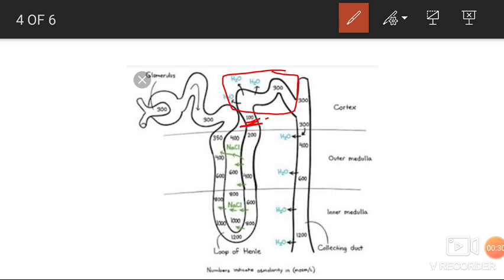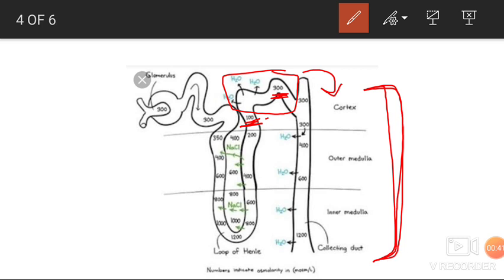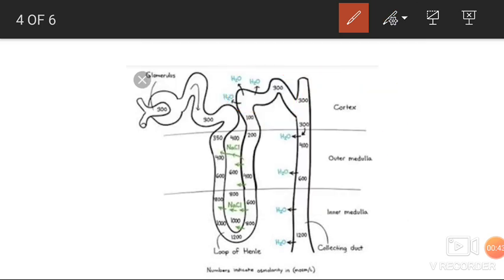DCT. Here water reabsorption is happening, due to which the osmolality increased to 300. This 300 then enters the collecting duct. This is the collecting duct. In the collecting duct, the osmolality keeps on increasing.